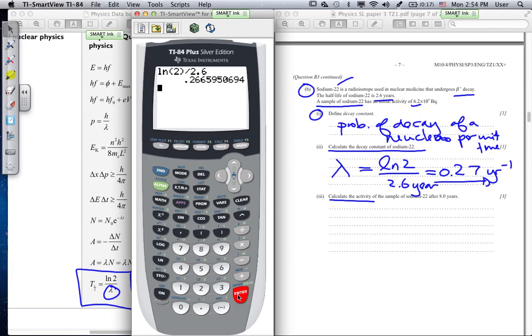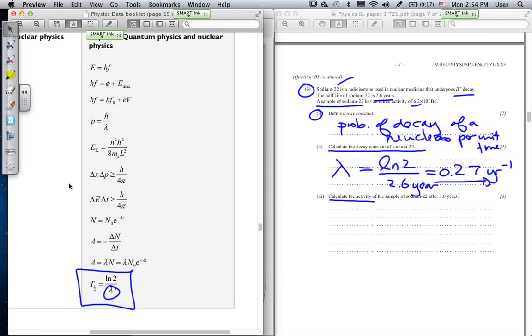Now in doing that, we're actually going to use this formula over here, because this formula actually gives it to us. This lambda N0 you can write as A0, because that's the activity. The lambda times your number of particles gives you activity, and that would give you your initial activity when you have got your initial number of nuclei. So we're going to use A is equal to A0 e to the minus lambda t.